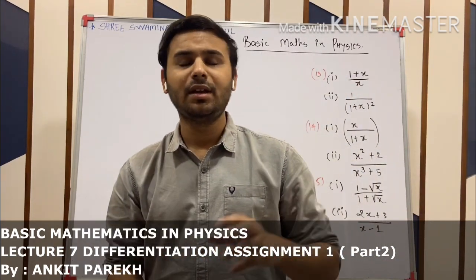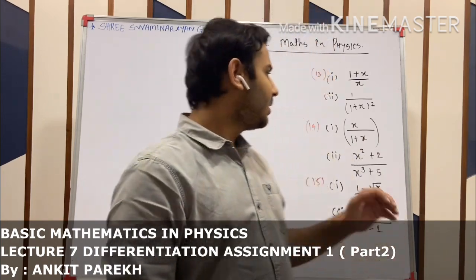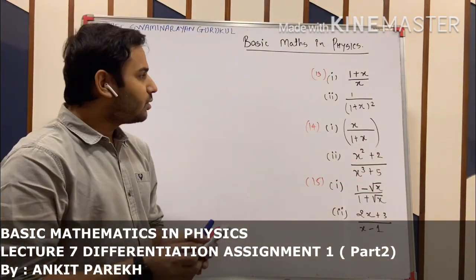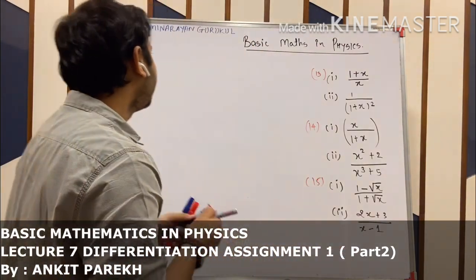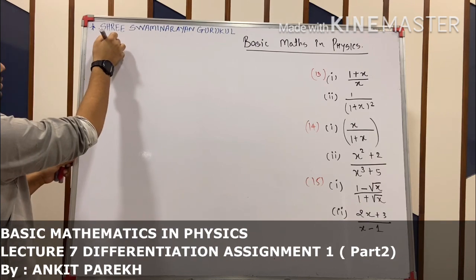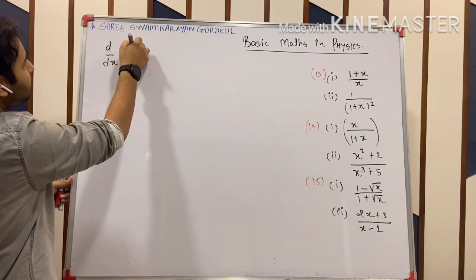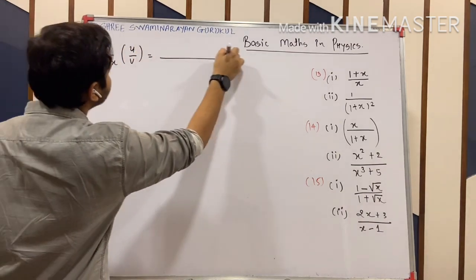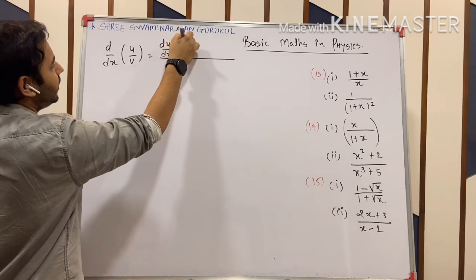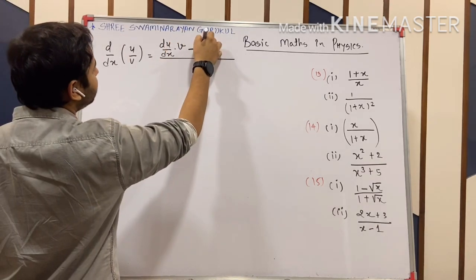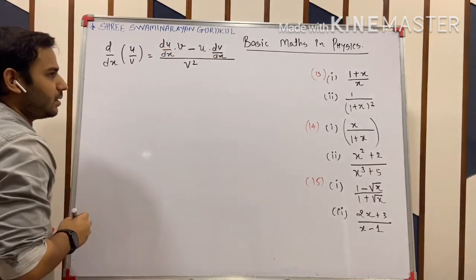It's assignment. In our previous lecture we have discussed 12 questions of it and I have given these questions in homework. So all these three questions are based on the division rule of differentiation. Let me rewrite the division rule for it. I have explained this in the previous lecture. d/dx of u upon v is du upon dx into v minus u dv upon dx, upon v square.